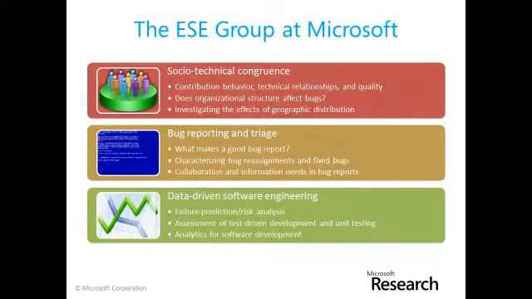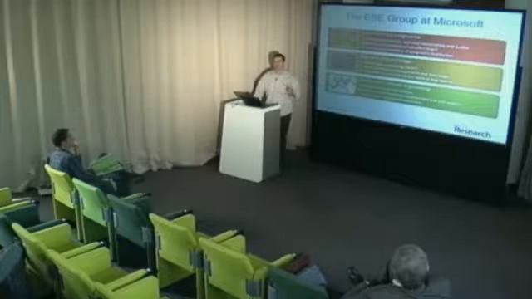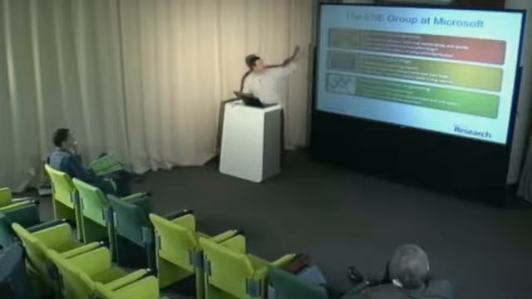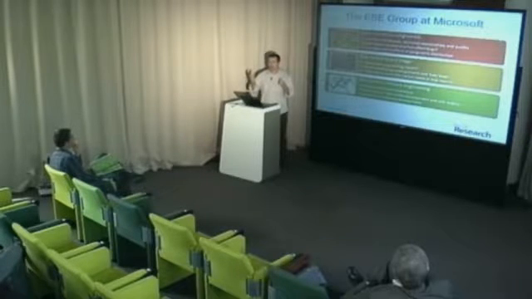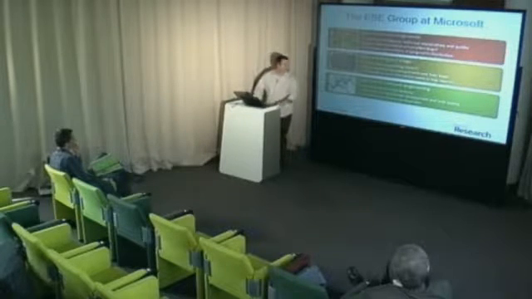To give you a feel for what we do, I wanted to present a smattering of our results and tools in three main areas. This is what we've been looking at over the past few years. I'm going to talk about socio-technical congruence, which is the interplay between the software itself, the entities that we produce, and the developers, and how the human side of software engineering comes into play with the technical side. Then Tom's going to talk about some work looking at bug reporting and triage, and also analytics and data-driven software engineering.